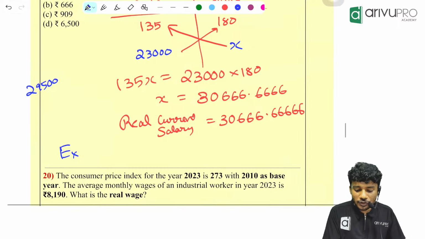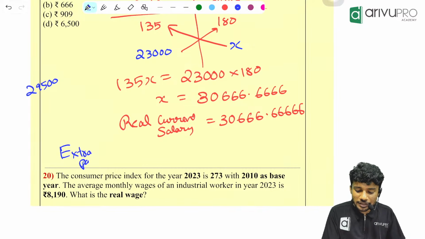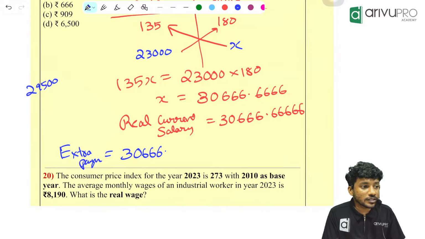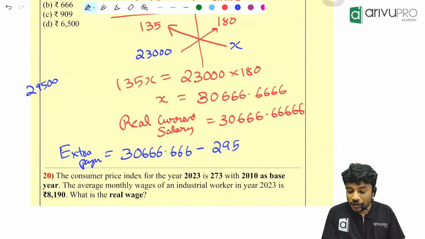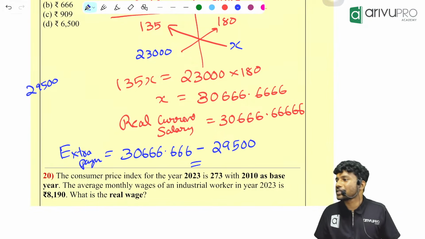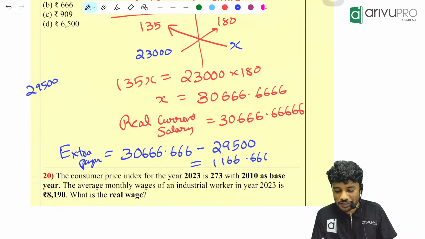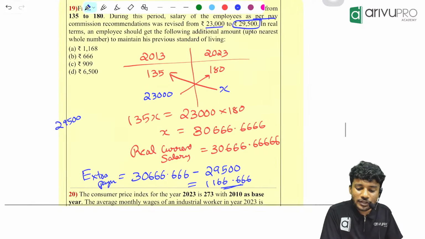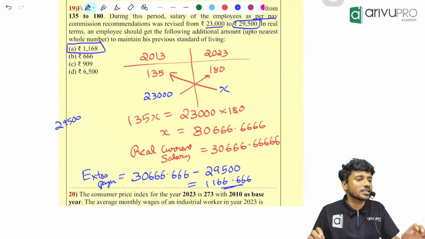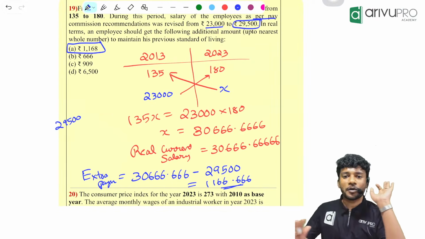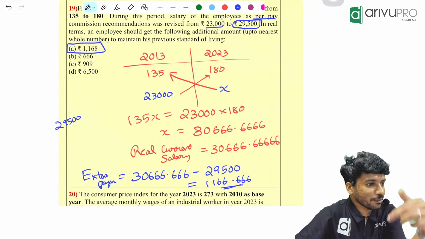So, the extra they should pay me is 30,666.666 minus 29,500. How much is the answer, people? 1,166.6666 is the extra amount they should pay me. The nearest option is what? Option A. Purinjida? Why did it come like that?